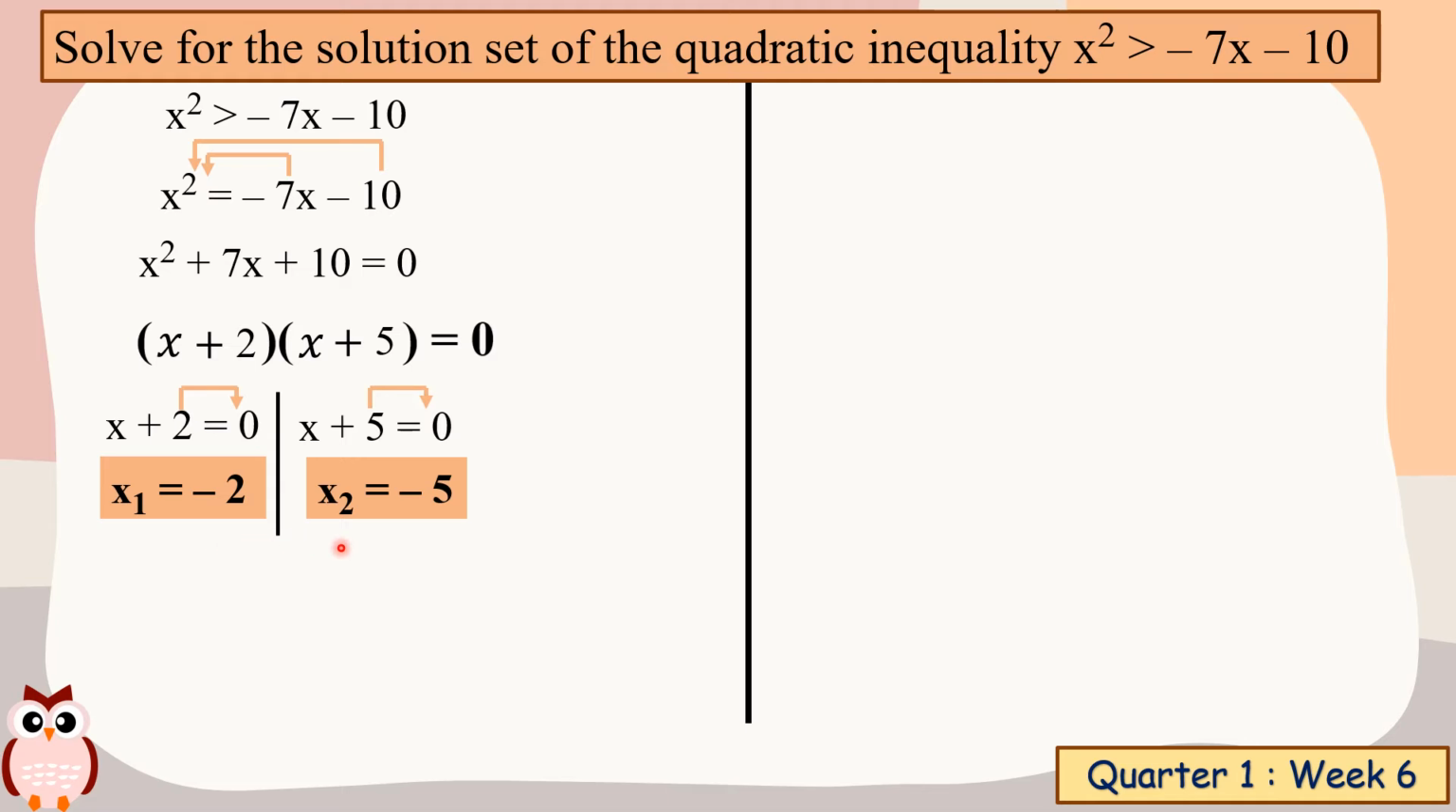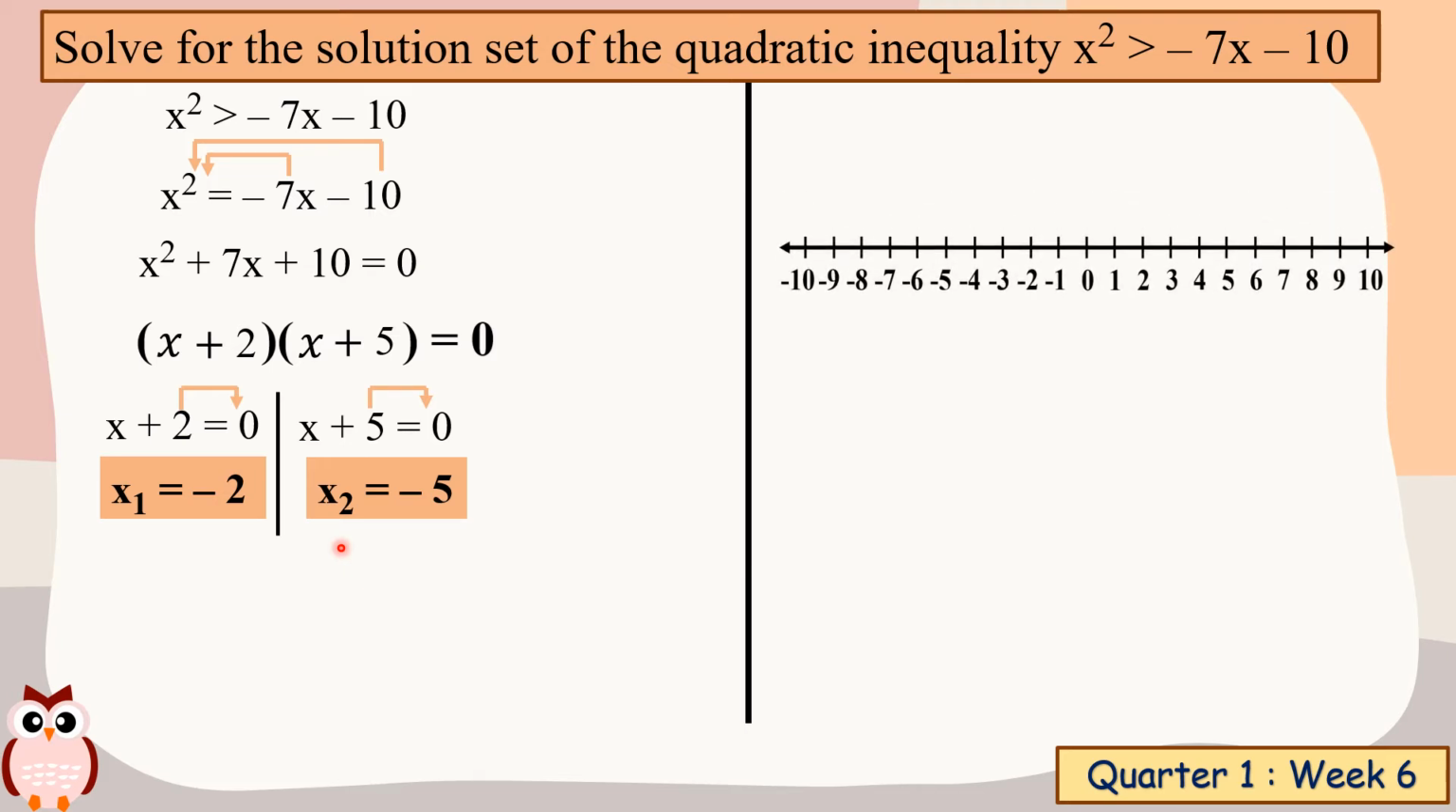So since we already determined the roots of our given quadratic equation, we're going to plot these two roots on our number line. In plotting your roots here on our number line, you should always be reminded of whether you are to use a hollow dot or a solid dot. So you have to look again at the given quadratic inequality and look for the symbol. Since the symbol used here is greater than, we're going to use a hollow dot whenever we plot negative 2 and negative 5 as the roots of our quadratic equation.